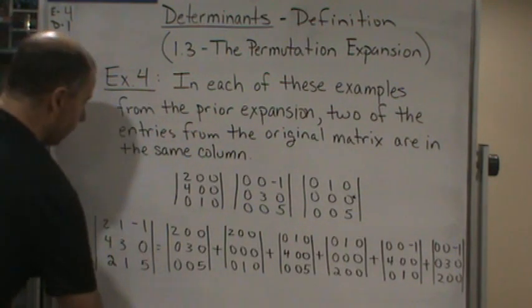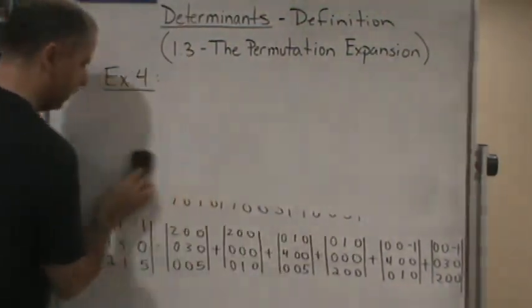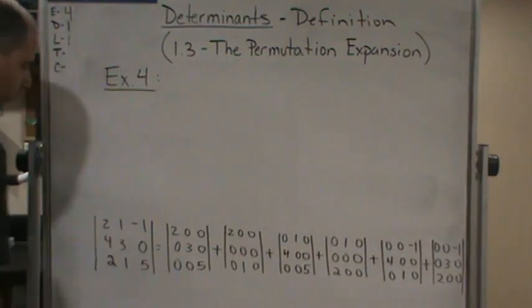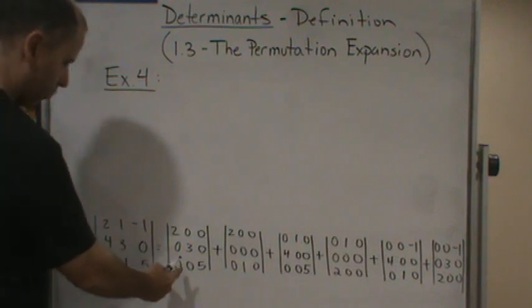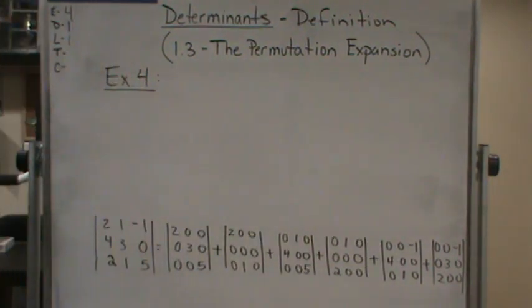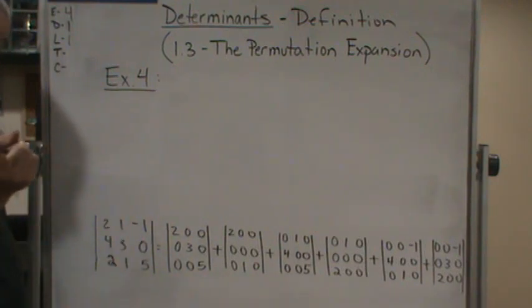Now let me erase this because we're going to need more room here, because I want to show something. Looking at these 6 determinants that we want to calculate, notice that we can factor out the numbers from each of the rows, using the properties that we talked about.